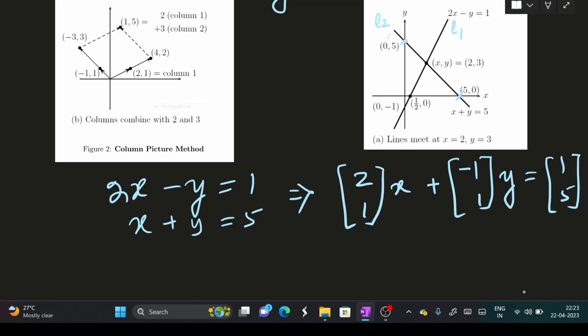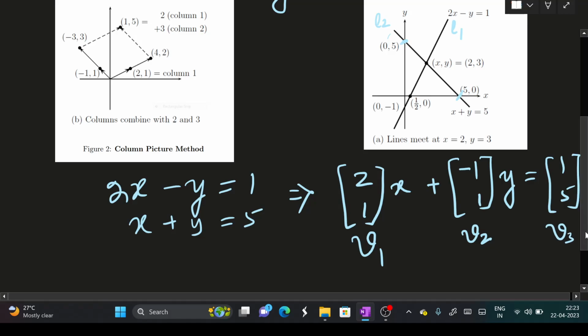Okay, now what I have to do? Listen carefully, you will understand it thoroughly. I have to plot this vector v1, join it with the origin and extend it. Similarly, I will plot this vector v2, join it with the origin and extend it. Then I will plot this vector v3, but I will not join it.